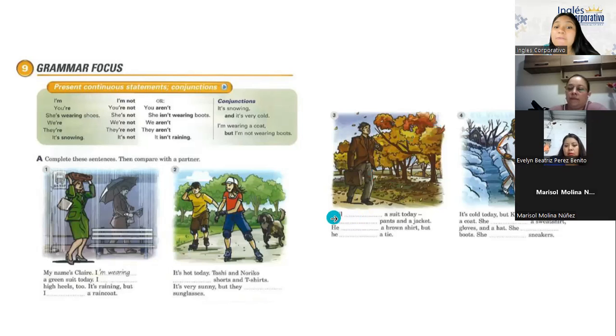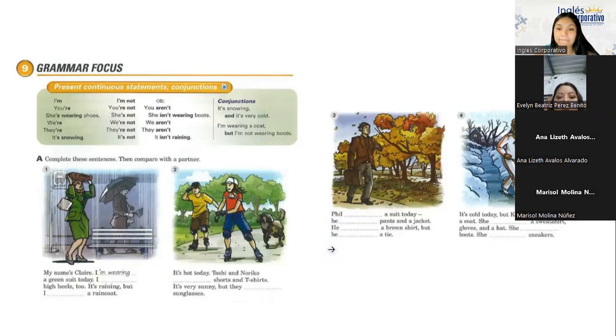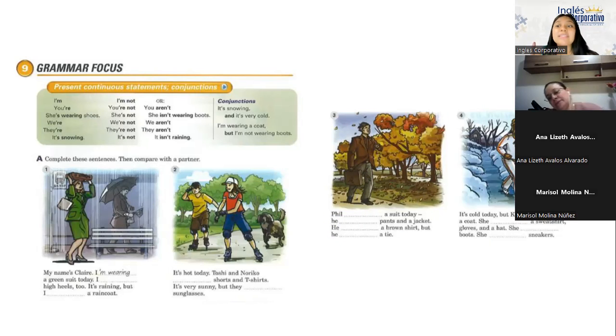Picture number three. Phil is wearing a suit today. He is wearing pants and a jacket. Okay. He's wearing a brown shirt. Camisa café. Pero he's not wearing a tie. He is not wearing a tie. And what is the meaning of a tie? Una corbata. Number four. It's cold today, but Casey.